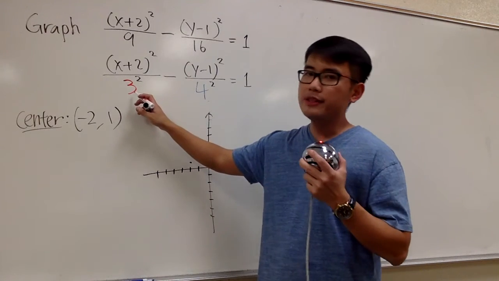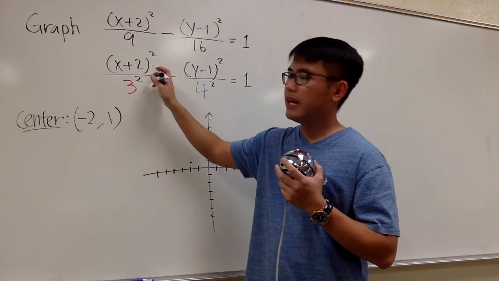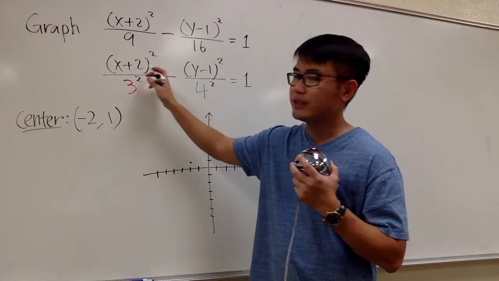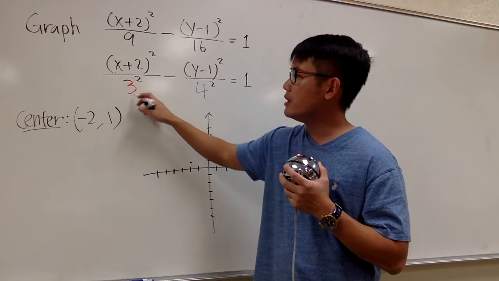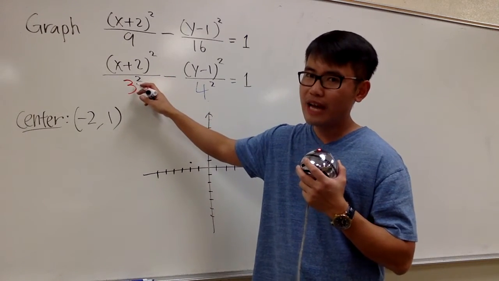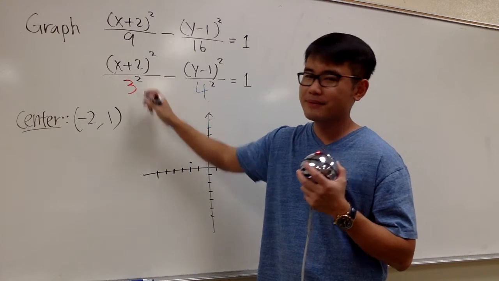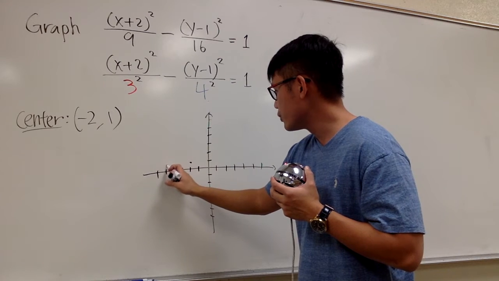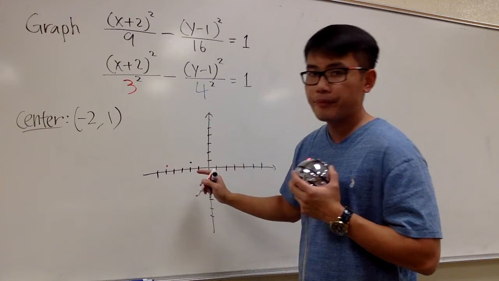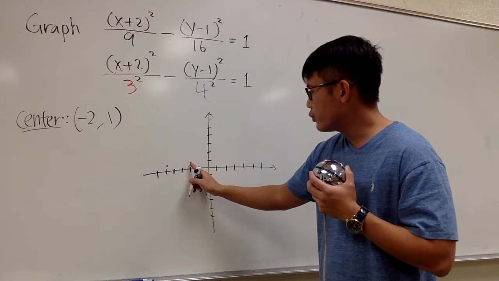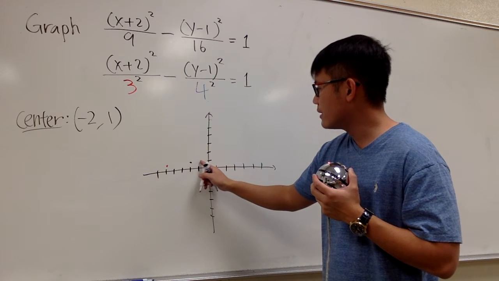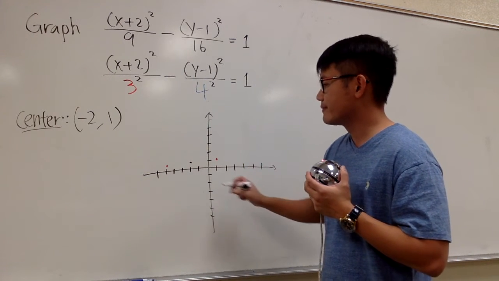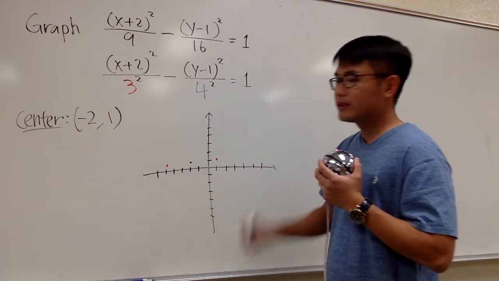So for this 3, this is down below with the x. We will associate the x with left and right. This will tell me we have to go to the left 3 times and go to the right 3 times. From the center, move to the left 3 times, which will be right here, 1, 2, 3. And then from the center, move to the right 3 times, 1, 2, 3 will be right here. So these are the 2 points that we have.